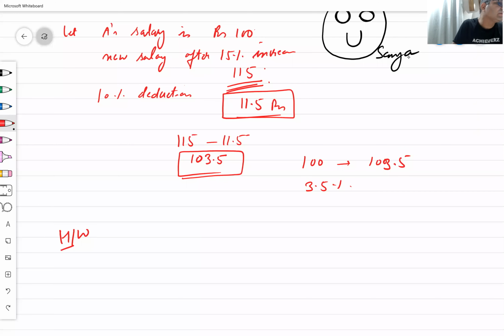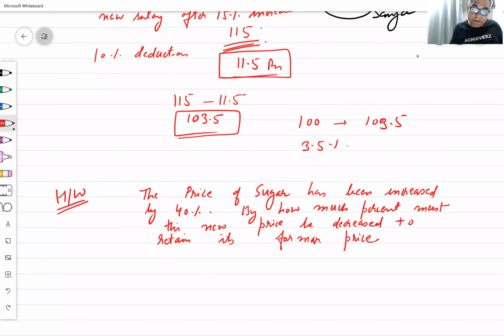Homework question is, okay, the question is, the price of sugar has been increased by 40%. Now, by how much percent must this new price be decreased to retain its former price? You have to tell me the answer. You can send your solutions and answer to our WhatsApp group, and then it's over.